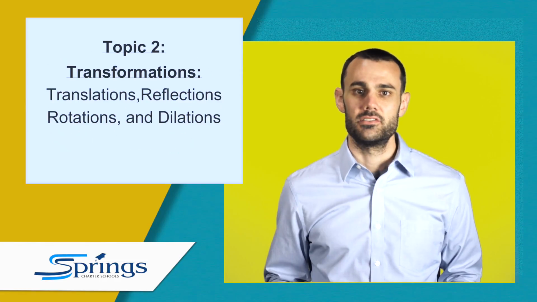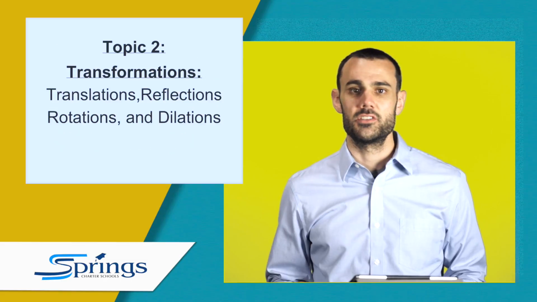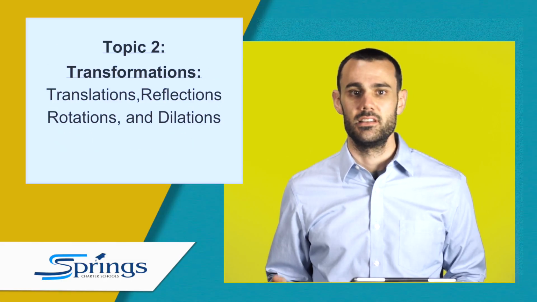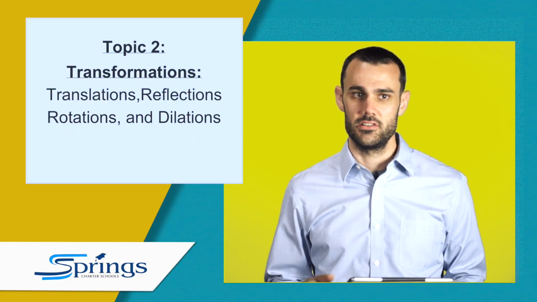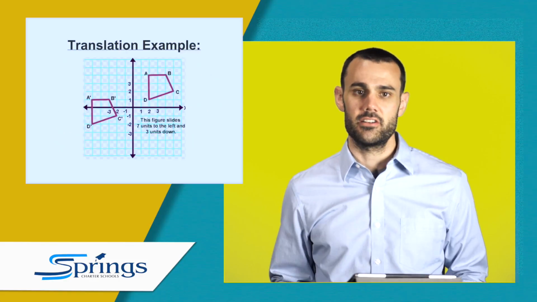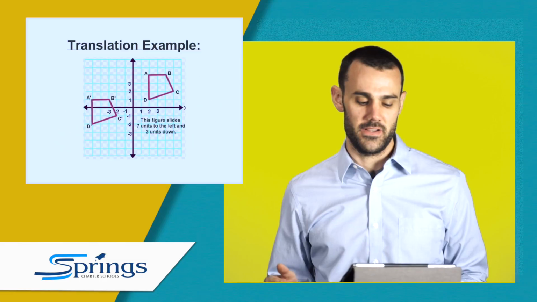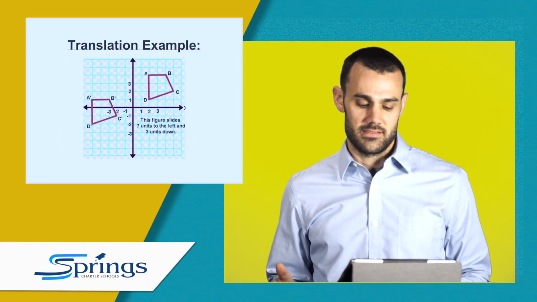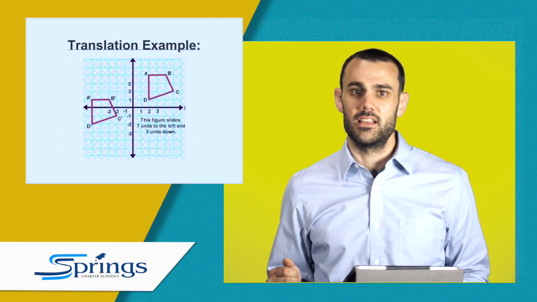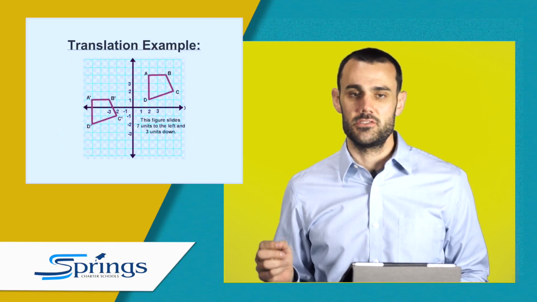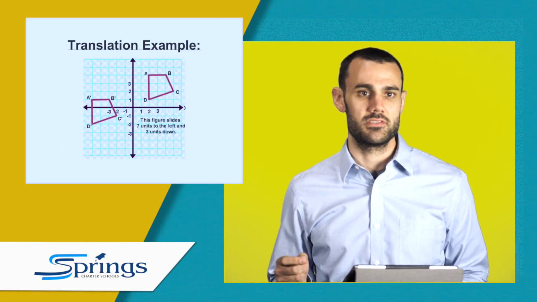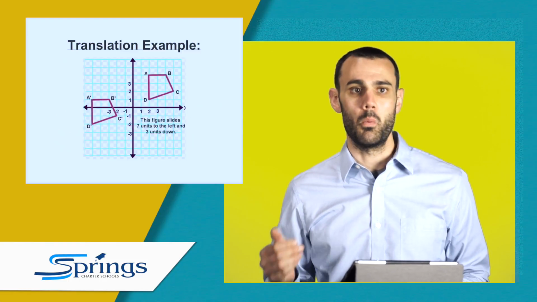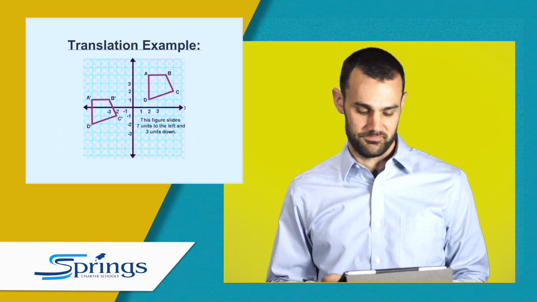All right, topic 2, transformations. We have subcategories here: translations, reflections, dilations, and rotations are used. Here's our example of a translation. We have our figure here, A, B, C, and D. Now this figure has been translated 7 units to the left and down 3 units. So if you took point A and moved it over 7 units to the left and down 3 units, your new point would be A1 and the opposite shape.